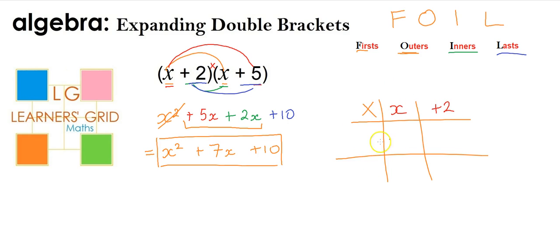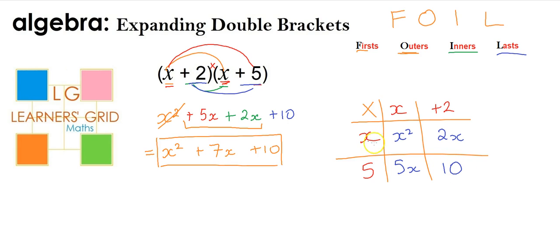And now we fill in these rows. So it'll be x here, and then positive 5. Okay, and then we just do a multiplication using the multiplication grid method. So it's x times x, which is x squared, 2 times x, which is 2x, x times 5, which is 5x, and then 2 times 5, which is 10.